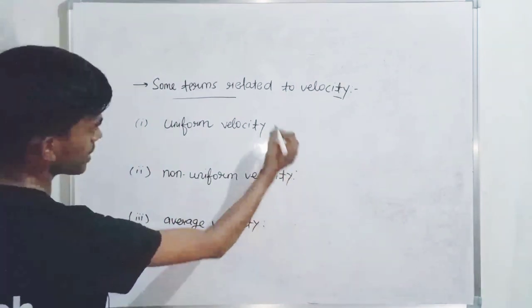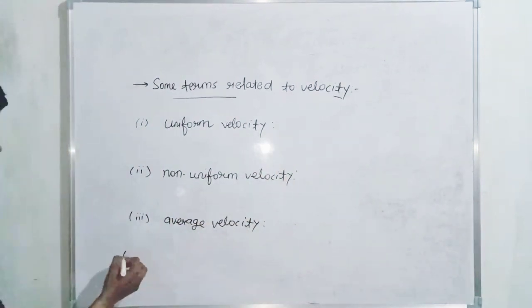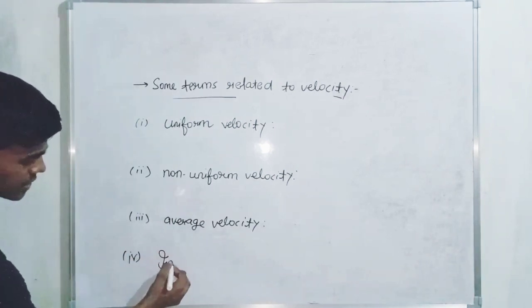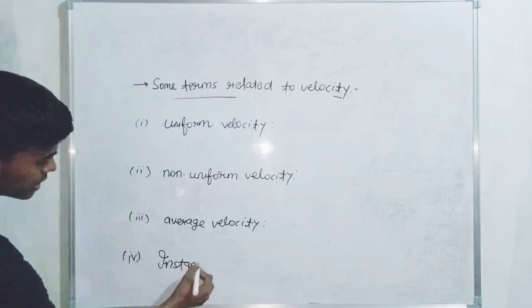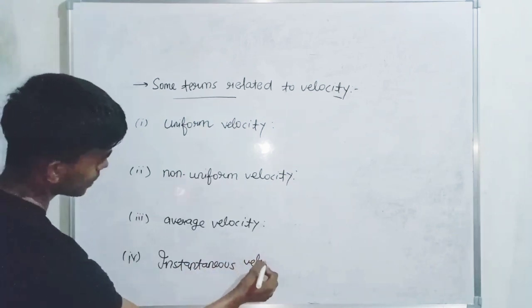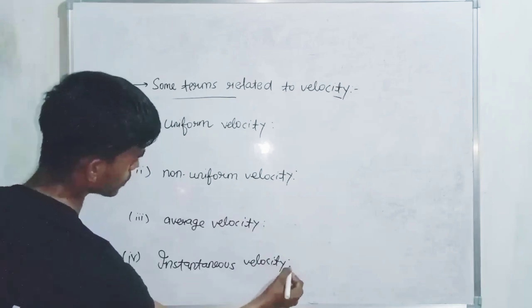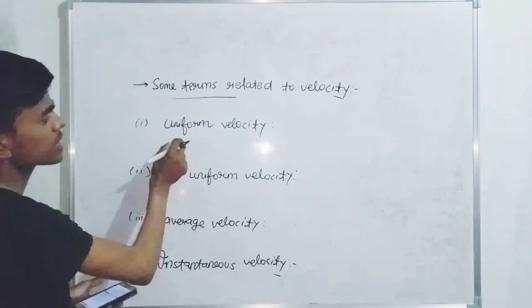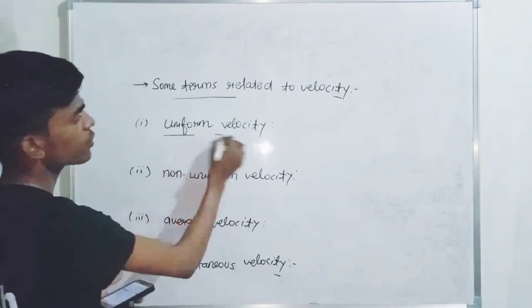But here the things are different because velocity is different from speed in the sense of direction. So these are the four topics that we have to see here, some terms related to velocity. So let's begin. Now the first point is uniform velocity.